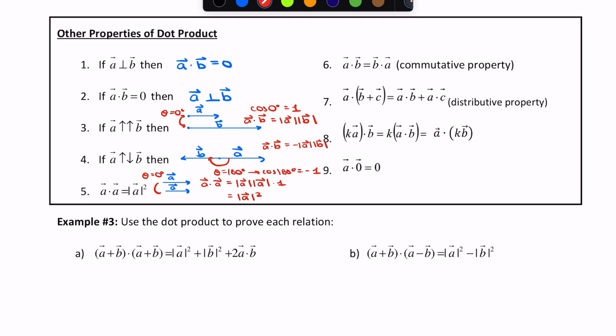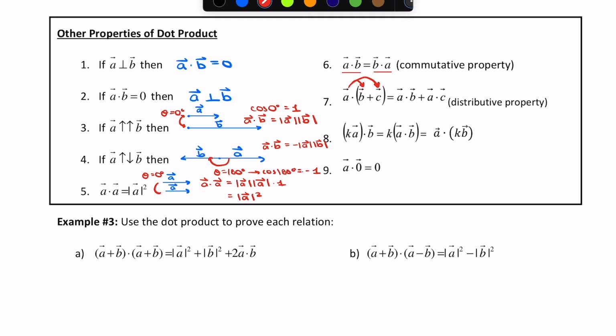Again, the commutative property states that vector A dot vector B is also equal to vector B dot vector A. So again, you can reverse the order. Here again, distributive property. So vector A dot bracket vector B plus vector C. Again, we're distributing the vector A into both the vector B and the vector C inside the bracket.